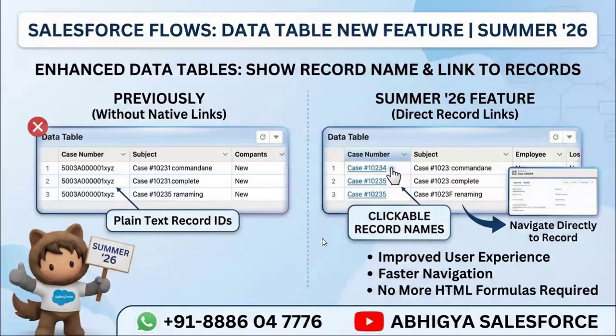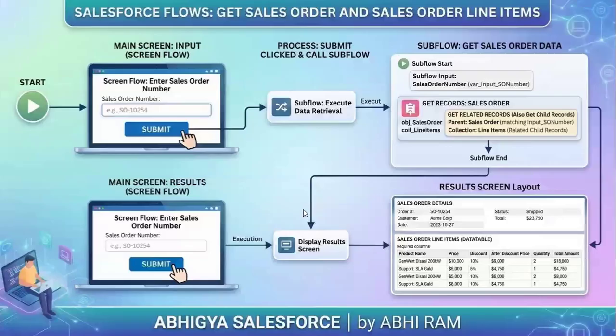So here, this is the user story. The user can enter the sales order number. Once they click on the submit button, they can get the sales order information and at the same time the sales order line items records. Order number and what are the line items records. So we can use a subflow too. We can get the parent and the child records.